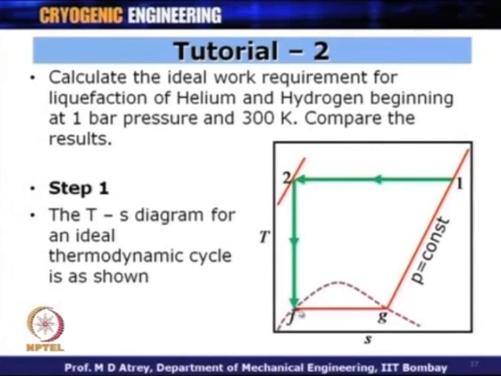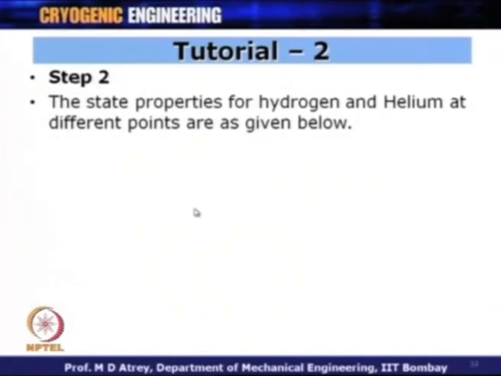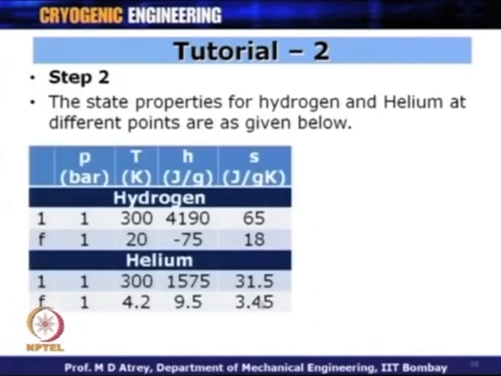So, step 2 is the state properties of hydrogen and helium at different points as given below. So, here are my properties. This is point 1 and F for hydrogen and this is point 1 and F for helium. All are at 1 bar pressure, and the room temperature is 300 Kelvin in both the cases, while the point F is at the boiling point of the respective gases. So, point F is going to be at 20 Kelvin for hydrogen and at 4.2 Kelvin for helium. Read the corresponding enthalpy values and entropy values as we have done earlier.